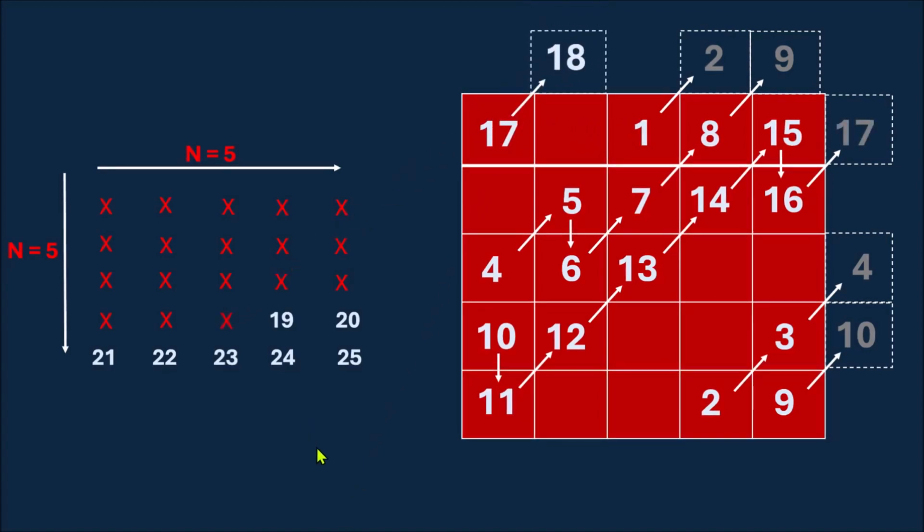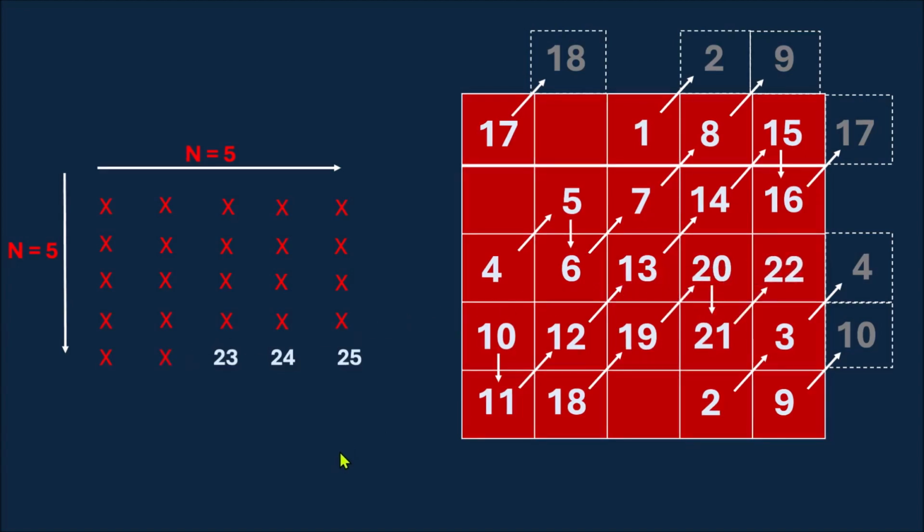18 is also outside. 18 should be moved to the opposite side here. 19. 20. 21, because 21 mod 5 is 1. Therefore, the last number is 20, so it comes here.